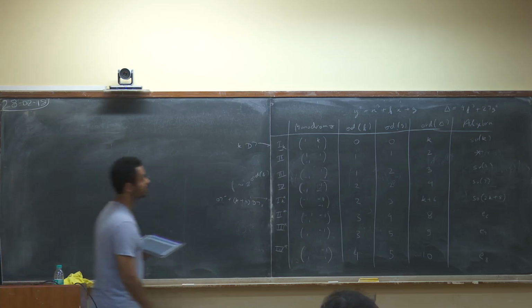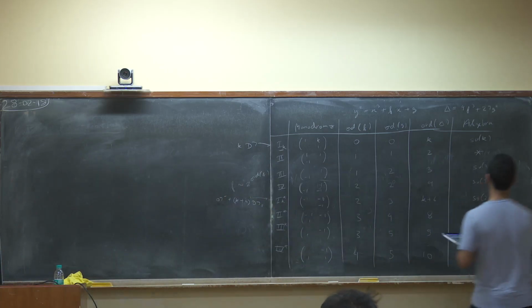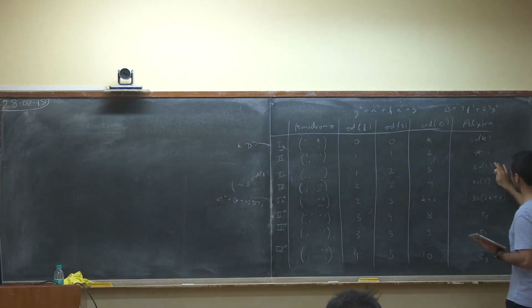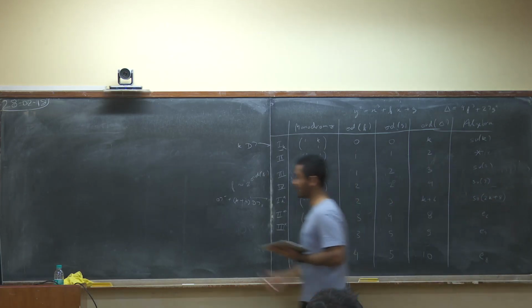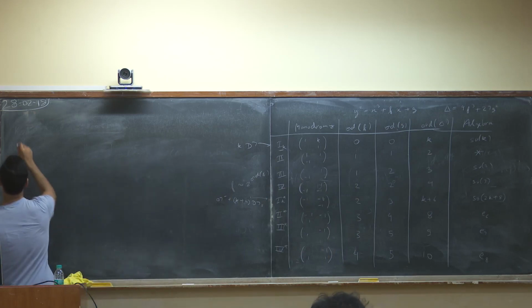Okay, so let me give arguments why these gauge algebras should be these ones. So how do you determine them? You use the duality between M theory and F theory.